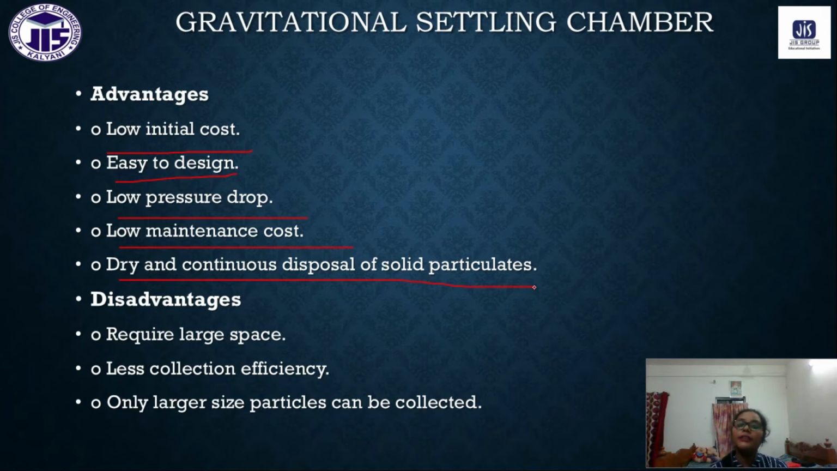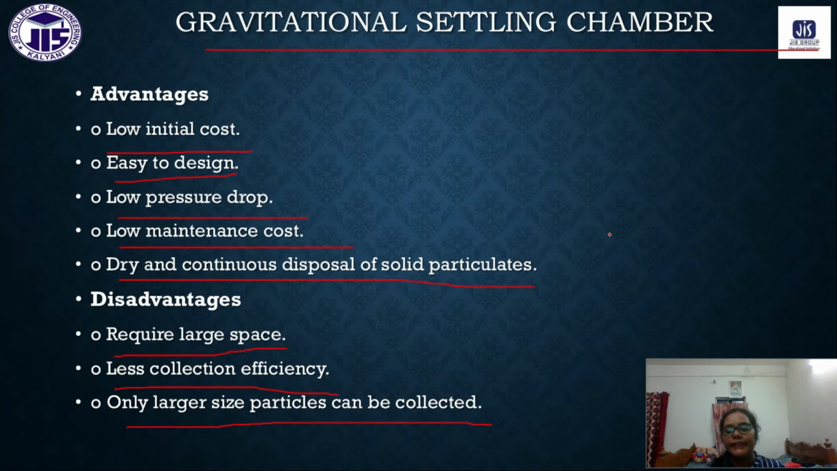But we still have some disadvantages also. What are the disadvantages? It requires large space. The settling chamber has to be very large so that the velocity of the gas can be reduced, which is why we require large space. Collection efficiency is also less, and only larger size particles can be collected, as by gravitational force only the large particles will settle down. So these are some of the advantages and disadvantages of using the gravitational settling chamber.